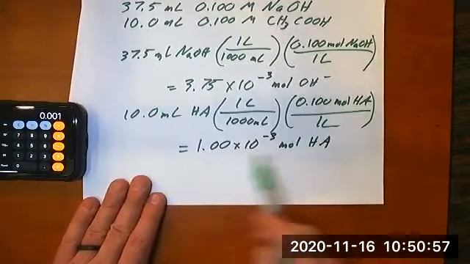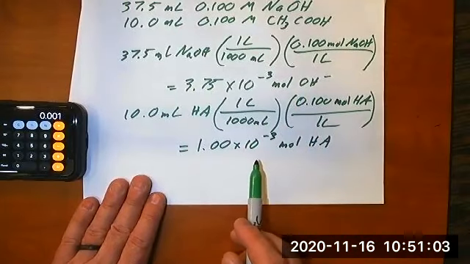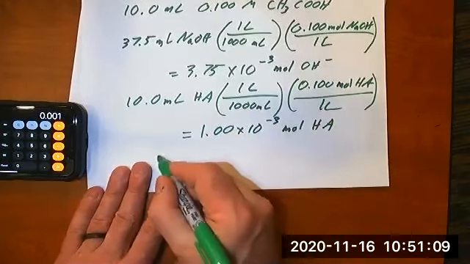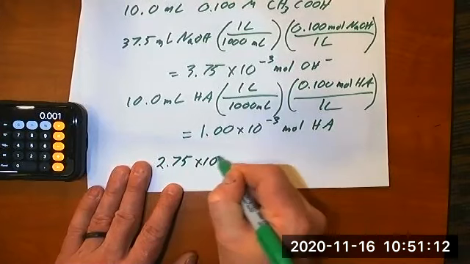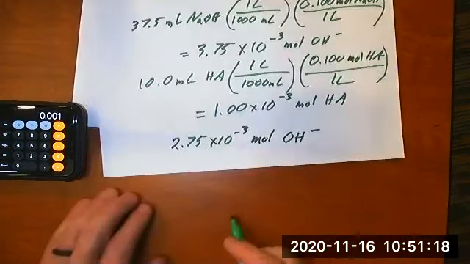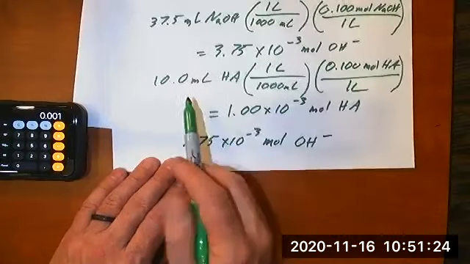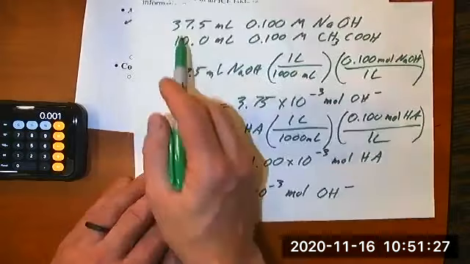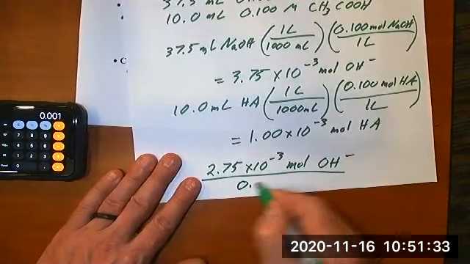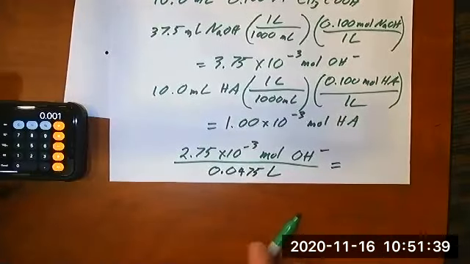So if this is how much HA we have, and we are reacting the hydroxide with it, then the amount of hydroxide that we have in excess is going to be 2.75 times 10 to the minus 3 moles of hydroxide, right? So we know how much hydroxide we now have in excess. We put it into the volume that we have, which is going to be 47.5 milliliters, or 0.0475 liters, and we use that to find our concentration of hydroxide.